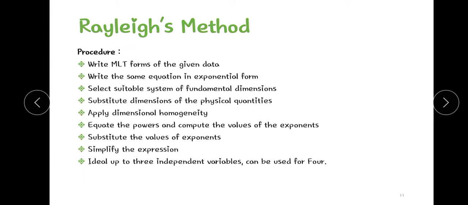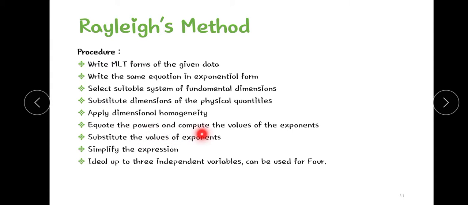Now the procedure of Rayleigh's method. What is the procedure? First, write the MLT form of the given data. Then we have to write the same equation in exponential form. Thereafter select a suitable system of fundamental dimensions. Then substitute the dimensions of physical quantities. We will substitute the dimension of each of the physical quantities, and after that we will apply the dimensional homogeneity.